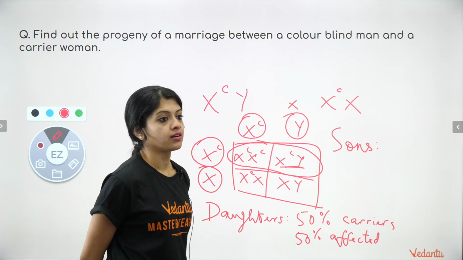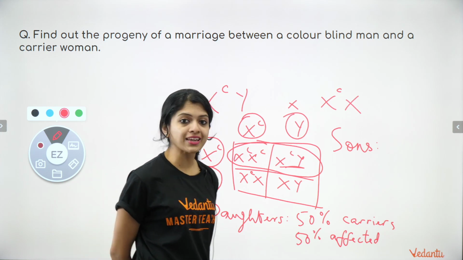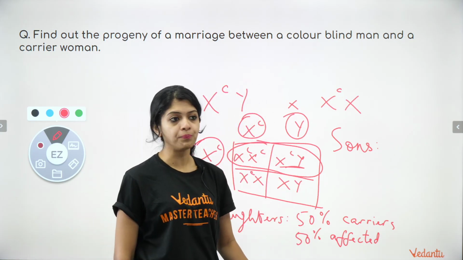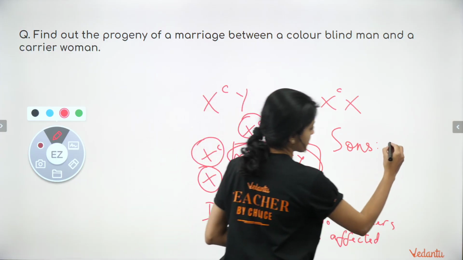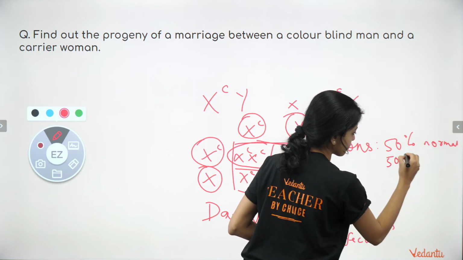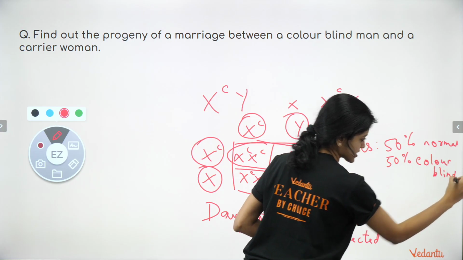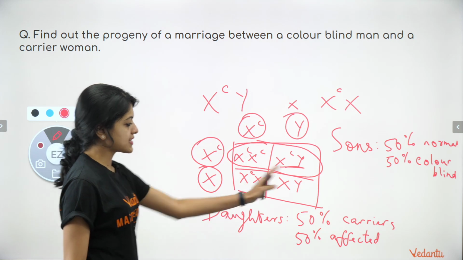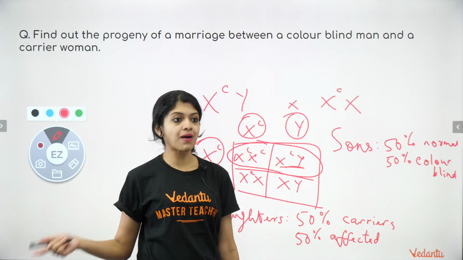XcY. Colorblind. Somebody says carrier also. As I told you, men cannot be carriers in the case of X-linked recessive traits because they have only one X chromosome. They can only be either normal or affected. So considering that, 50% of the sons are normal and 50% are colorblind or affected. So there we go. That is giving you the answer to finding out the progeny between the colorblind man and carrier woman.